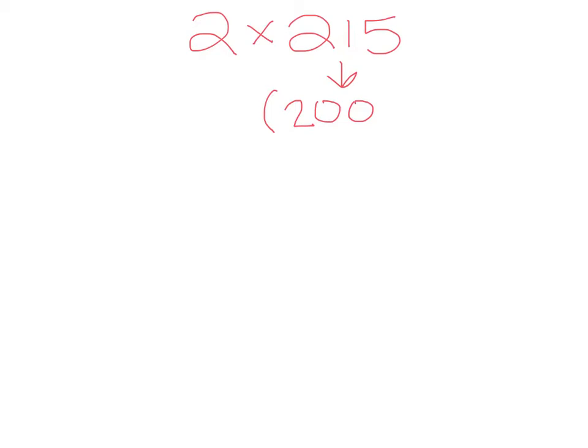We're going to start with the problem, 2 groups of 215. And first, to break this apart, sometimes we say decompose. Those mean the same thing. We're going to break it apart into the expanded form: 200 plus 10 plus 5. And let me clean up my addition sign there. All right, and I need 2 groups of that.